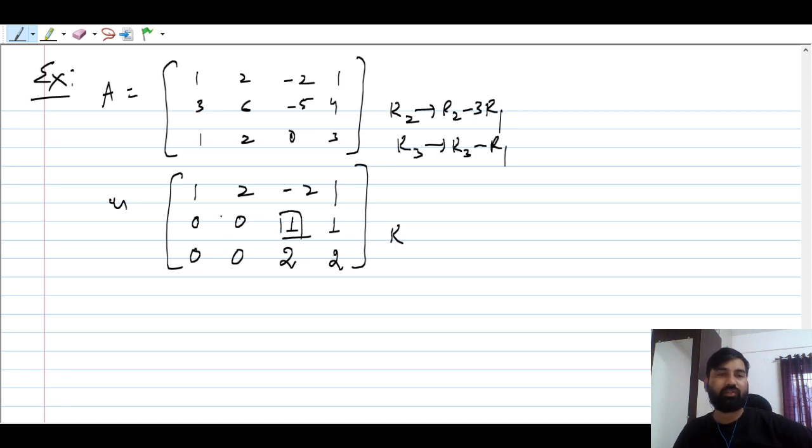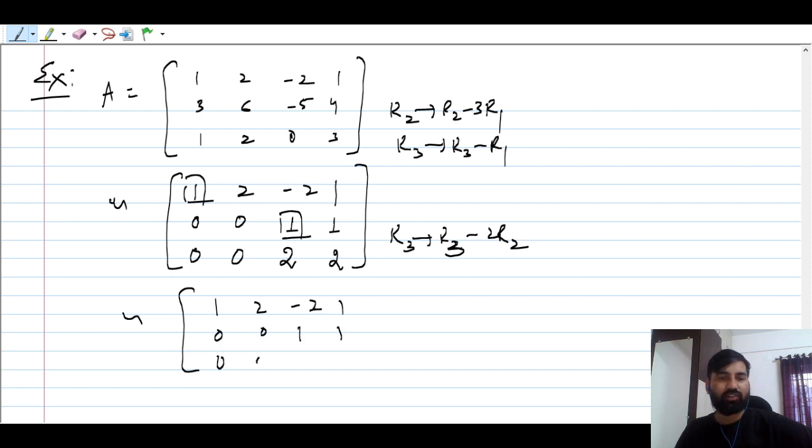Okay, now clearly if you see here, further, if you take this as a pivot, because this was the pivot, now this is a pivot, so R3 can be taken as R3 minus 2 times R2, right? So what you will get here is 1, 2, minus 2, 1, right? And this is 0, this is 0, 1, 1. And all entries are 0 in the last row.